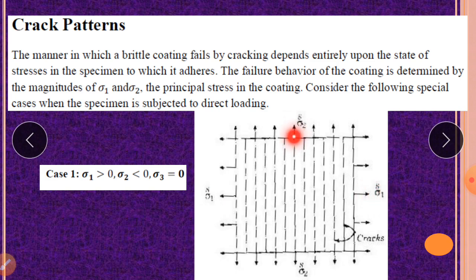But if you see sigma 2, there is no positive value, there is a negative value, so you don't find any cracks from it. If it had tensile stresses, perpendicular cracks would be generated here. So in this first case, sigma 1 loads in one direction, so perpendicular cracks are generated, which are parallel to the sigma 2 direction. That is the type of cracks generated in case 1.